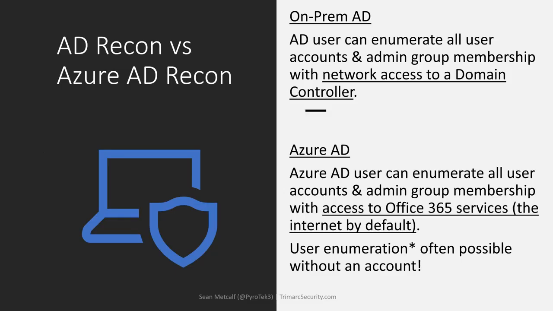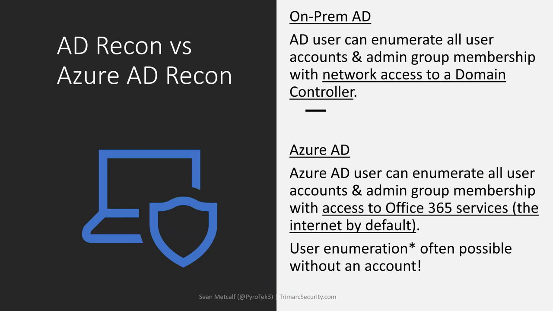Active Directory Recon, we're familiar with how an attacker can gain information about the on-premises Active Directory. They can enumerate a lot of different information with simply network access to a domain controller. Typically, they need authentication with a user account, but sometimes the domain controller is configured to not require that. But ultimately, you need to be on the network where the DC is. While a domain controller may be available from the internet, that's not ideal or even close to best practice.